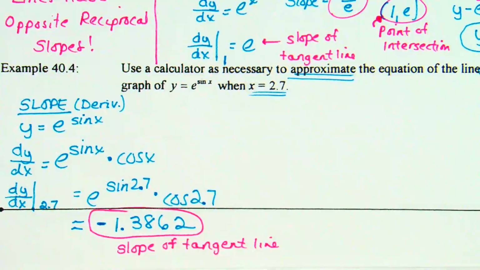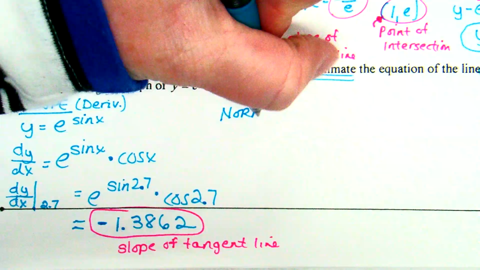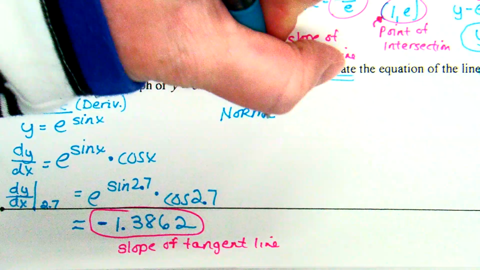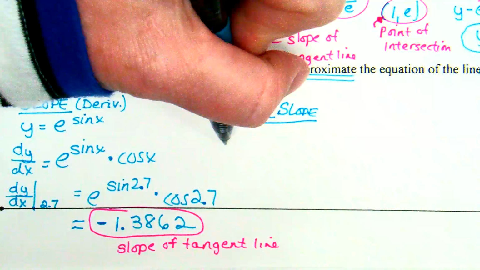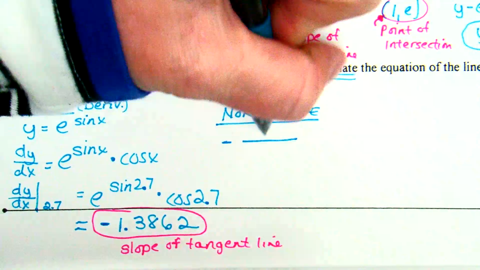Is this the slope we're going to use? No. What's the slope I'm going to use? Normal slope. It's opposite, so it's negative reciprocal. So 1 over negative 1.3862.